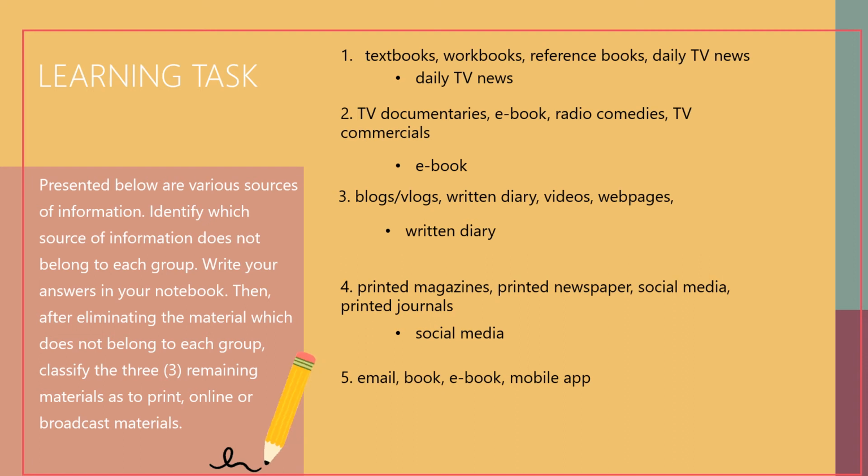Let's have our last number, number 5: email, book, ebook, mobile app. So, sa apat na to, alin ang hindi kasali? I'll give you 3 seconds, 3, 2, 1, and the answer is book. Kasi, yung email, yung ebook, at mobile app ay lahat online materials except sa book na printed material. Okay? Naintindihan?